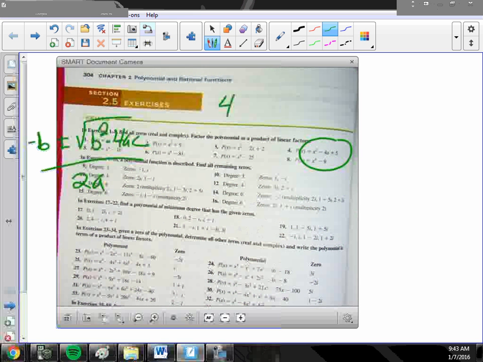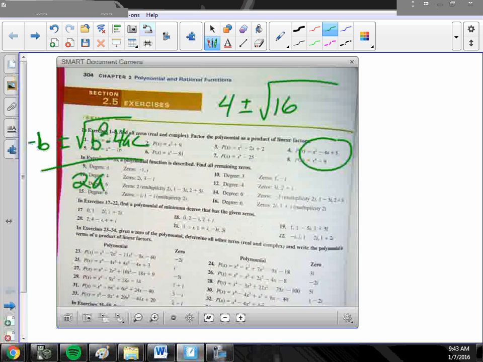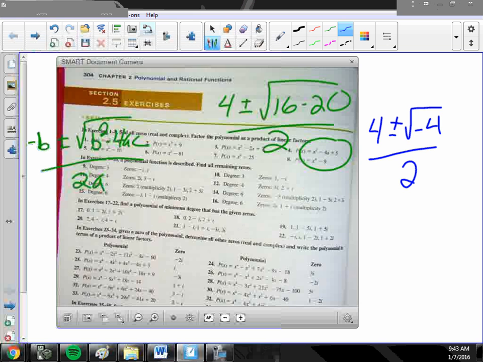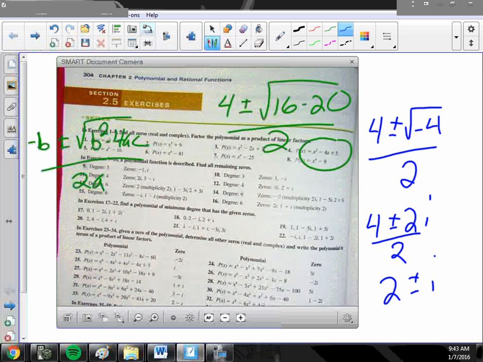So 4 plus or minus the square root of 4 squared would be 16, minus 4 times 5 times 1 is negative 20, over 2a. So 4 plus or minus the square root of negative 4 over 2, which is 4 plus or minus 2i over 2, which is 2 plus or minus i.